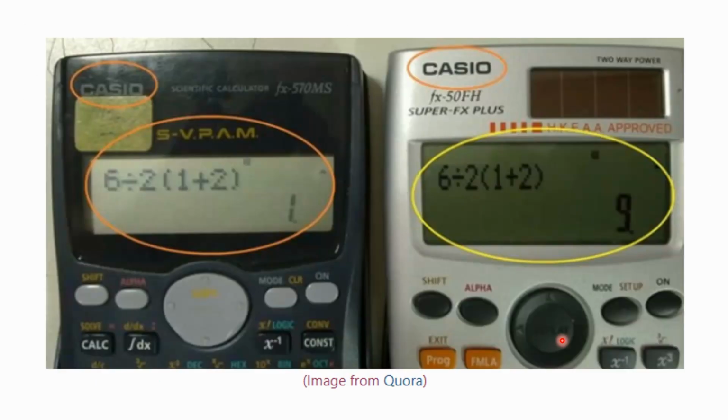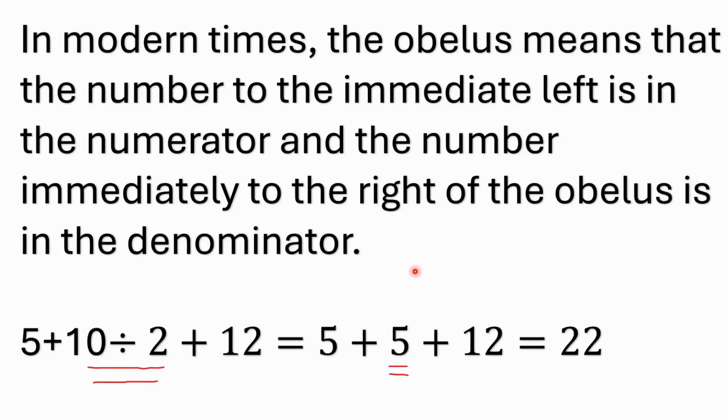But if you interpreted it differently, the old way, you would actually have 5 plus 10 in a numerator divided by 2 plus 12, all in a denominator. So you'd get a different answer based on that.